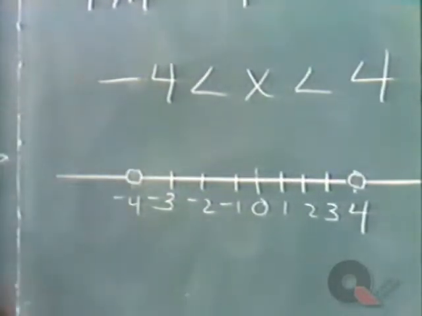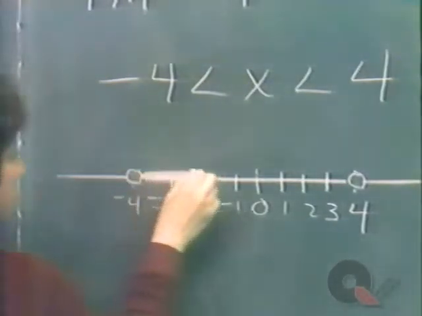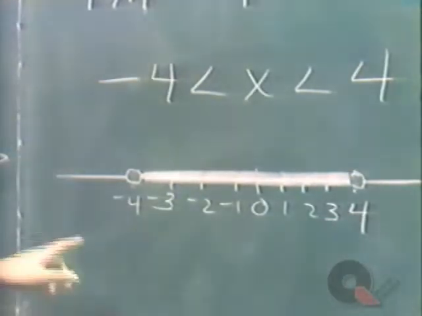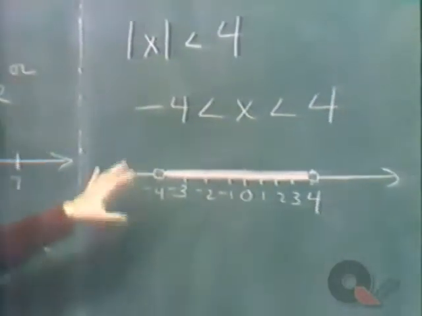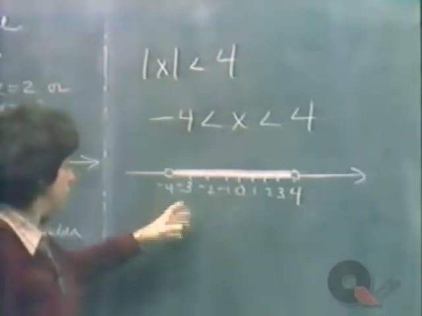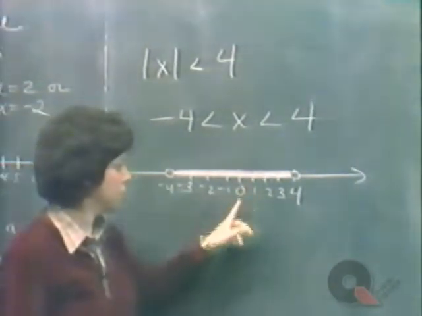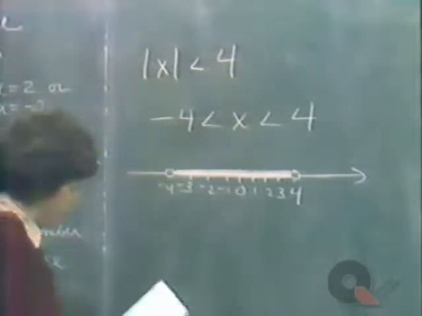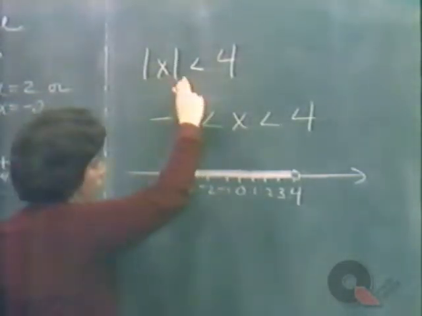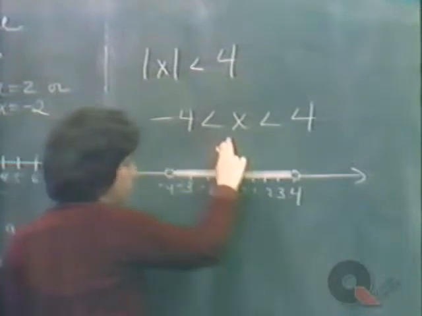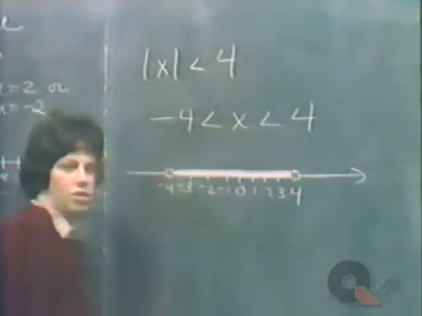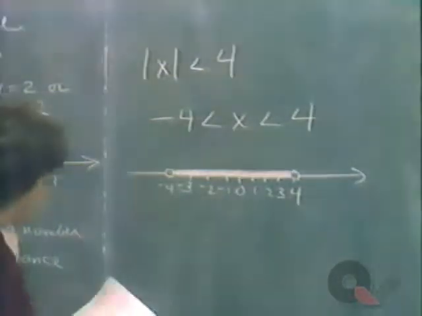We only want those values between minus 4 and 4. And there is the set of all possible values for x indicated on the number line. Everything greater than minus 4 up to, but not including plus 4. If this had an equal sign, and so would this, we would indicate that on the picture by filling in these circles to indicate that the endpoints would also be included.